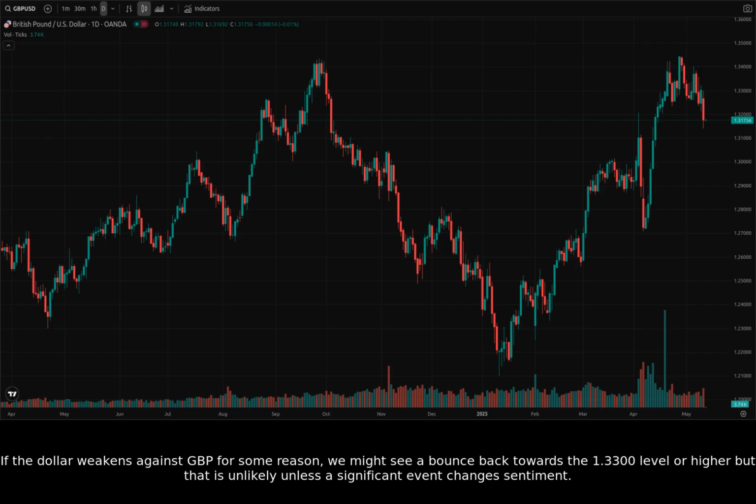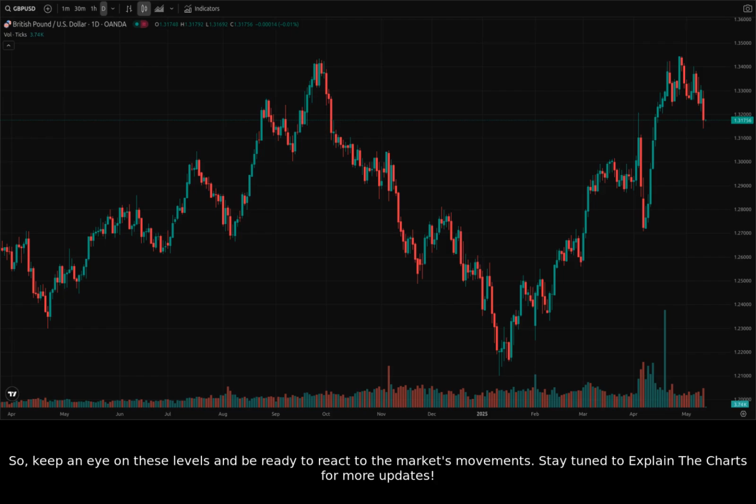If the dollar weakens against GBP for some reason, we might see a bounce back towards the 1.3300 level or higher, but that is unlikely unless a significant event changes sentiment. So, keep an eye on these levels and be ready to react to the market's movements.